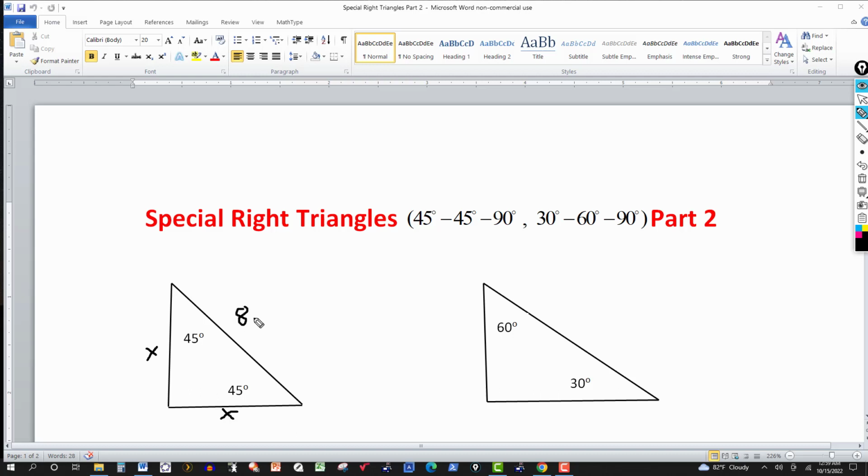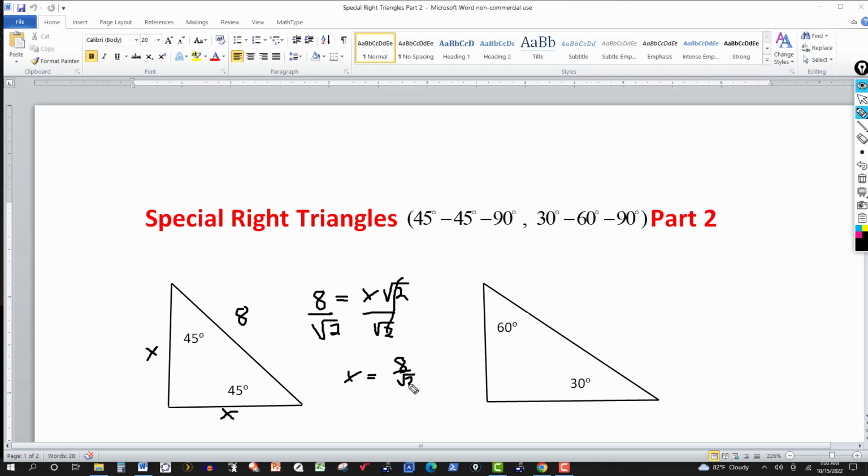So how do we get the 8? Based on what we just said, and what we said in the last video, the length of the hypotenuse will always be the length of one leg times the square root of 2. So solve for x, divide by the square root of 2. This divides out. So x is equal to 8 divided by the square root of 2.